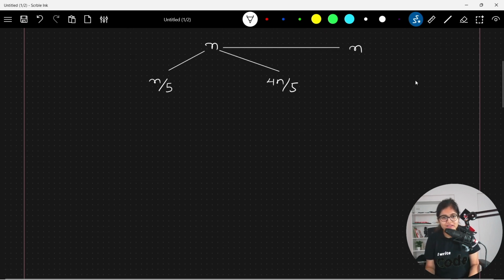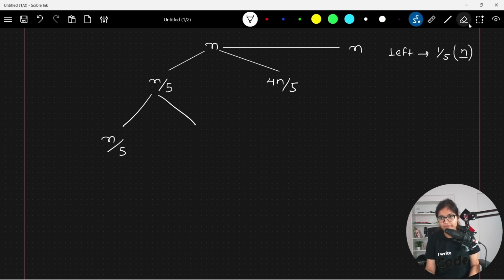Now again, the same thing we can do again, but now the way is somewhat different. Here again, we are trying to divide our array into two halves. Now just try to understand the pattern here. When I am dividing my array into two halves, on the left side we are dividing the array by 5, whatever element we have, we are dividing that by 5. So that is the thing. And on the right side, we are multiplying by 4/5, or in other words, dividing it by 5/4.